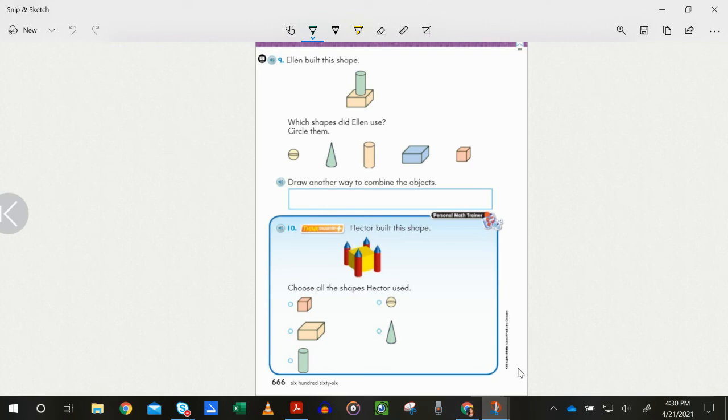Okay, so back to a pencil. Number 9, we have a tower here. Which shapes did Ellen use? Circle the shapes she used. Color does not matter. We are looking at the shapes. Okay. Now look at those shapes you circled and draw another way to combine them. What would be another way you could put those shapes together?